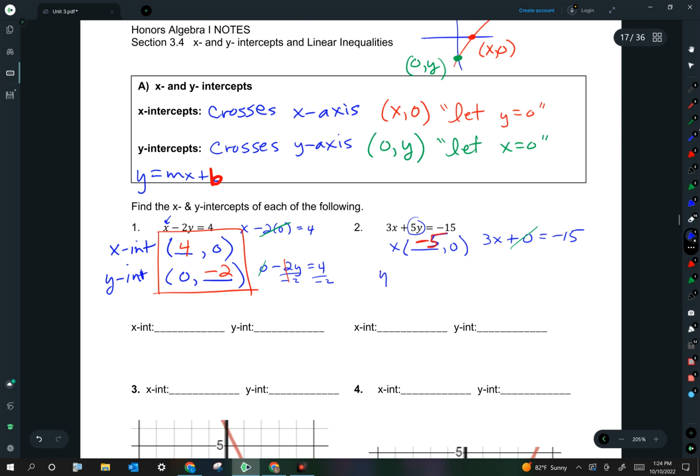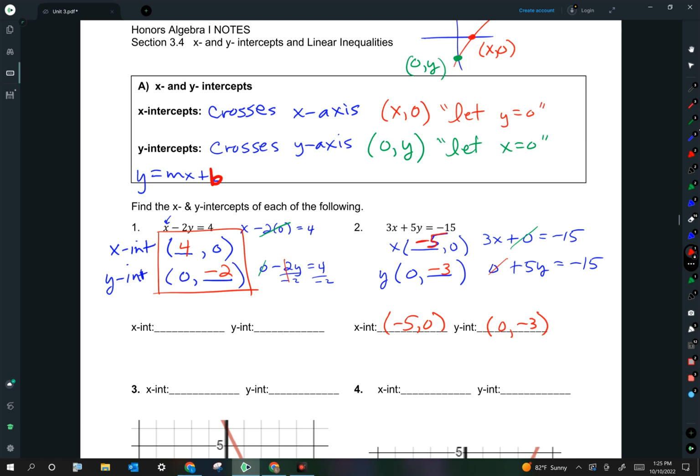And then for the y-intercept, I'm going to let x equal 0, and then I don't know what the y value is. That's what I'm trying to find out. If I put a 0 in for x, I'm going to have 3 times 0 plus 5y equals negative 15. This time, if you want to solve, that 0 is not even there, divide by 5, and won't you have negative 3? I don't know why I wrote them up there instead of down here. So we said the x-intercept was negative 5, 0, and the y-intercept was 0, negative 3.